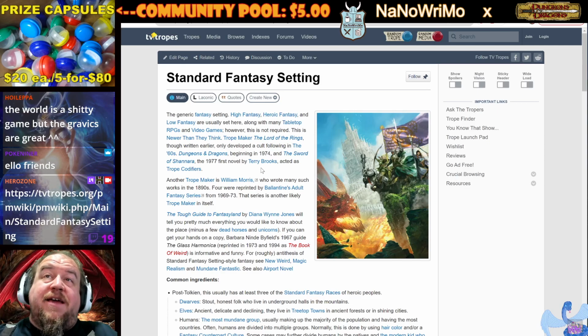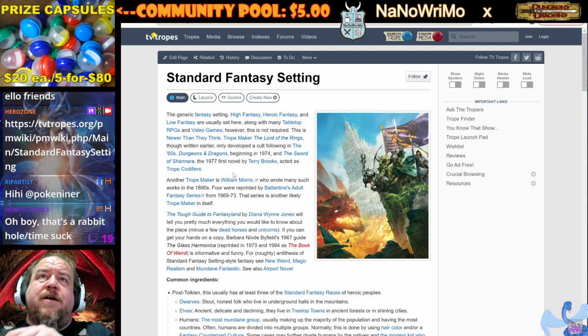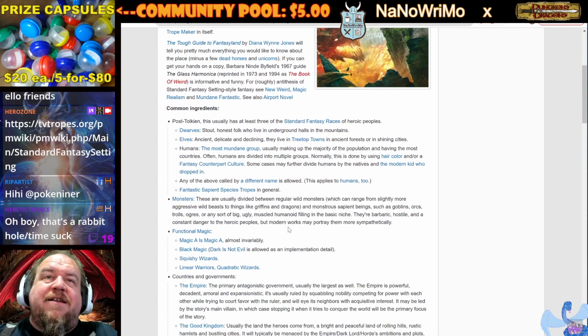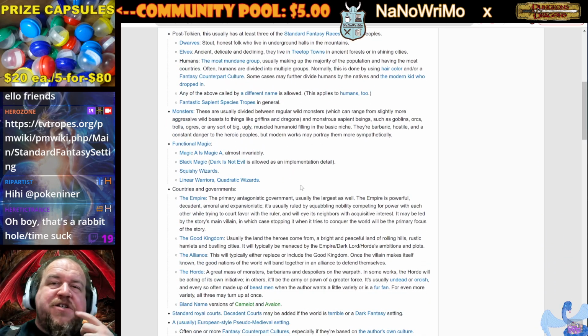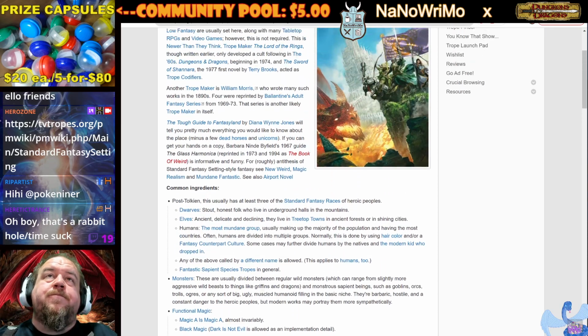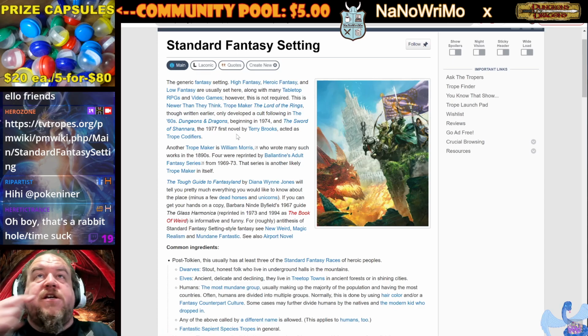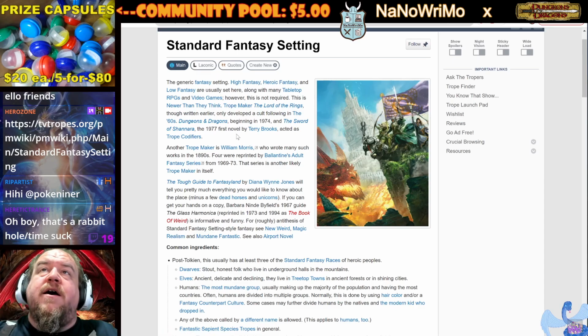And by the way, there is another similar article for standard fantasy setting, and then there's one for standard Japanese fantasy setting. This is kind of the average Western European late Middle Ages, early Renaissance style, the sweet spot a lot of fantasy falls into. The generic fantasy setting, high fantasy, heroic fantasy, and low fantasy are usually set here, along with many tabletop RPGs and video games. However, this is not required.